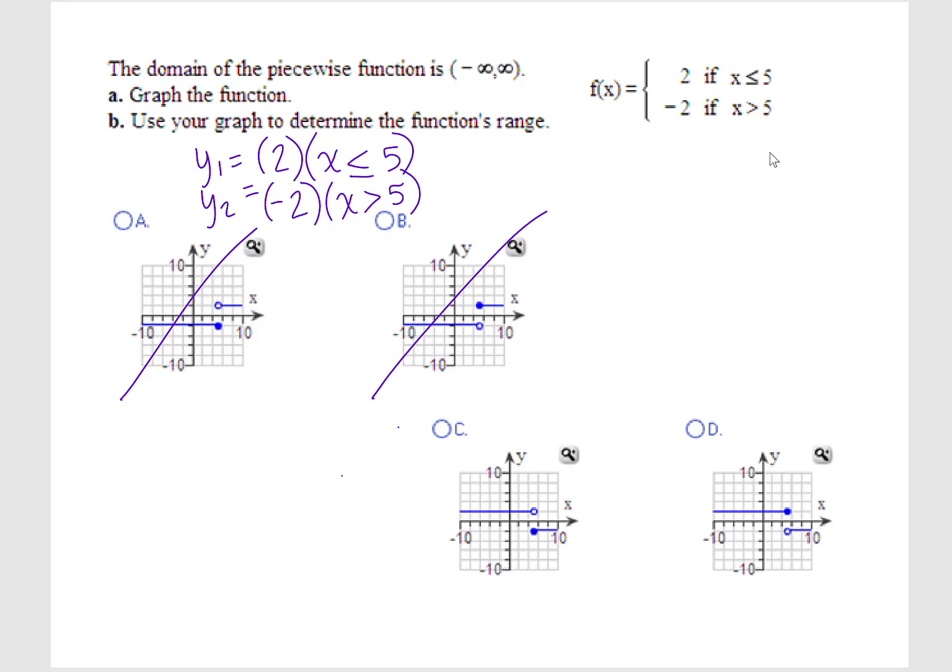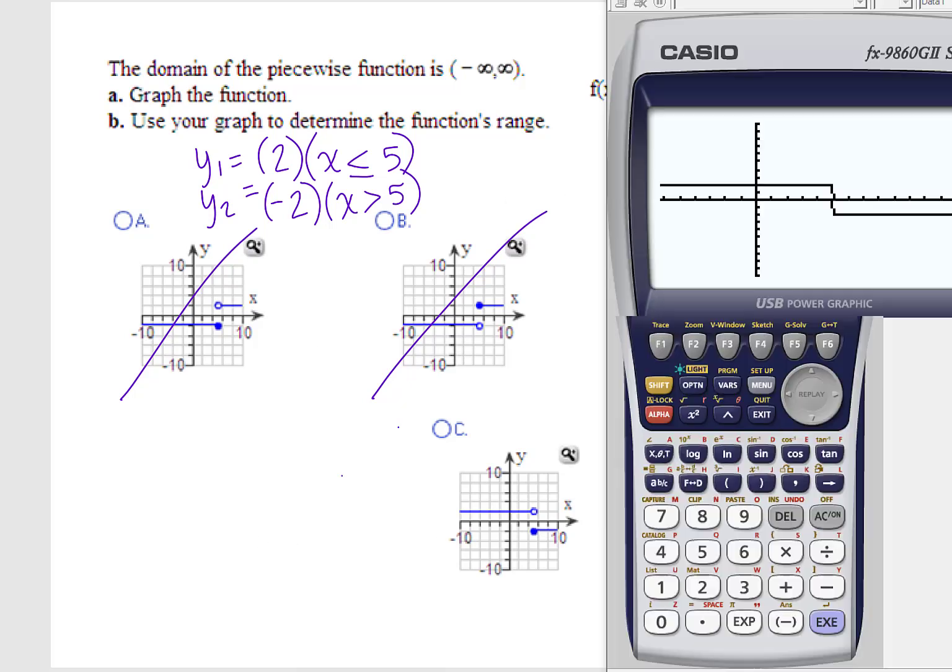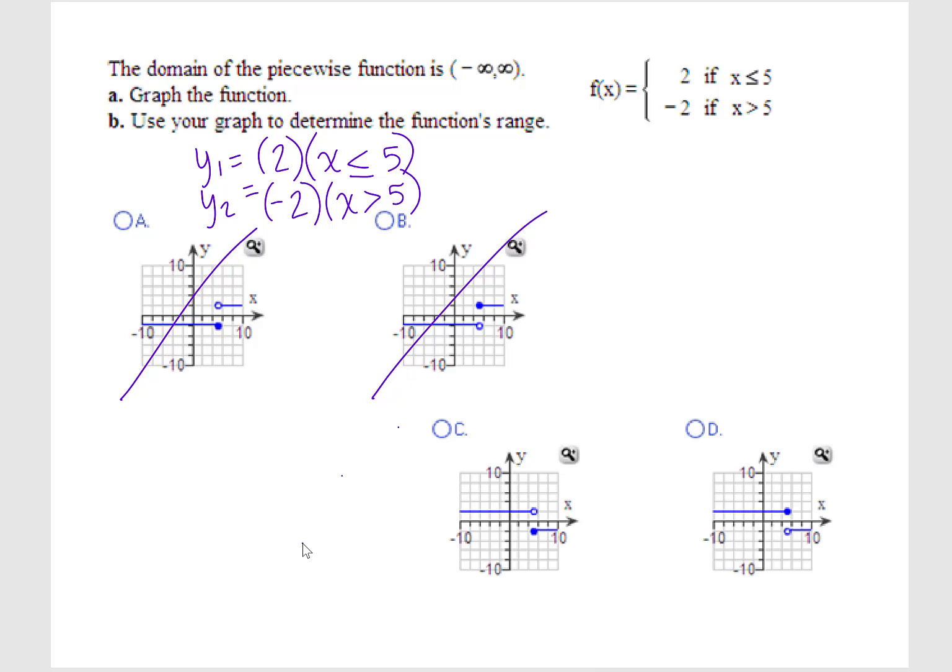C and D both look like, let me bring the calculator back up, both look like what we see in the calculator. So what is the difference here? The only difference is what's happening at 5. This y equals 2 line on C does not include the value of 5. That's why we see an open circle. But the y equals -2 line has the closed circle on 5. Whereas on D, the y equals 2 line up here does include when x is 5. So that's what we're comparing right here.